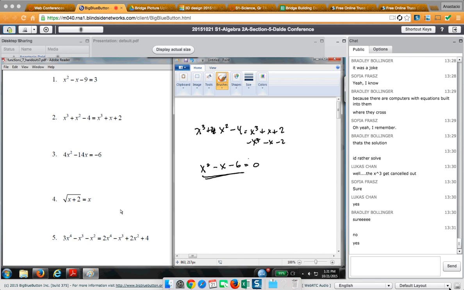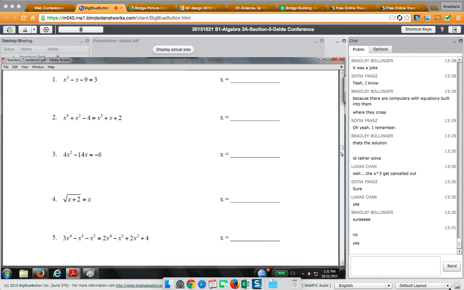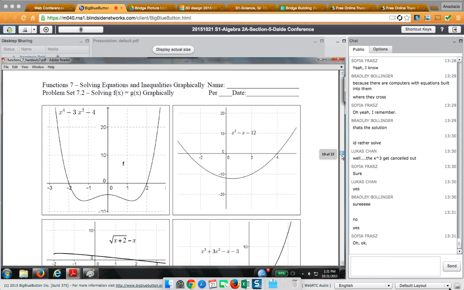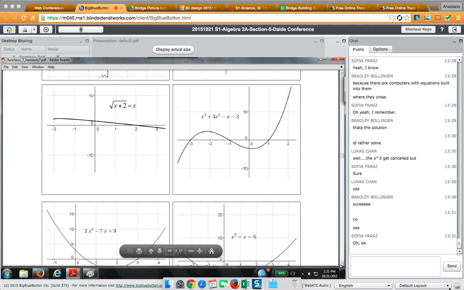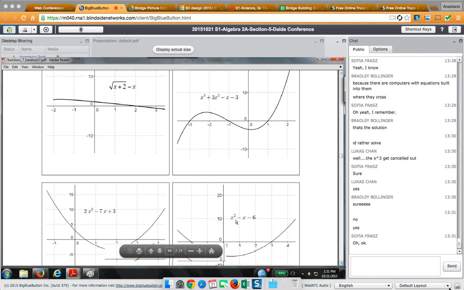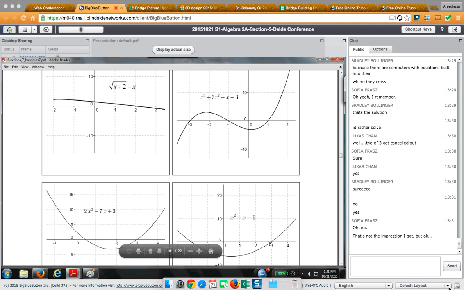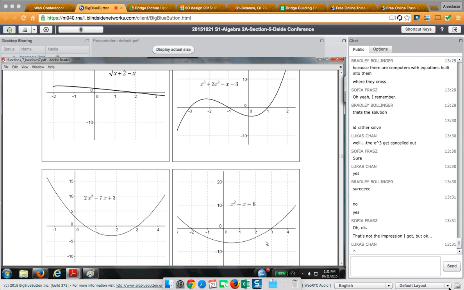X squared minus x minus 6. All right, fine. Let's go down. Do I have a parabola where they gave me x squared minus x minus 6? When does that equal 0? At 3 and at negative 2. At 3 and negative 2. So that's it. That's your answers.